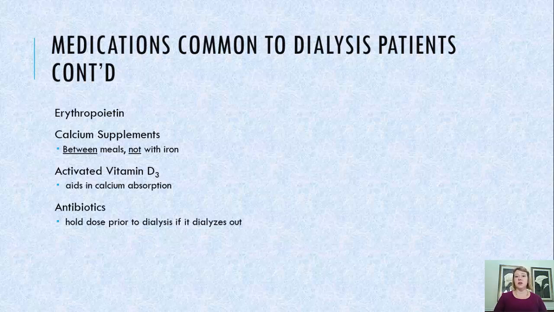Other medications that are common to the dialysis patient are erythropoietin. This leads into the anemia that's often experienced by dialysis patients and explains why they might need iron supplements. Refer back to your physiology and your anatomy videos to learn more about the function of the kidney in relation to erythropoietin and the production of red blood cells.